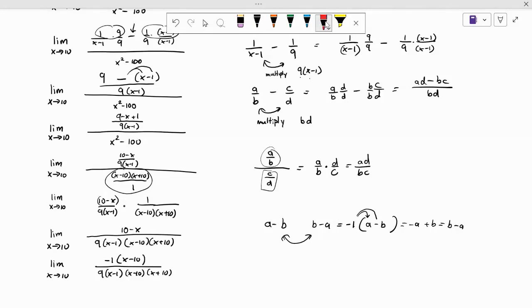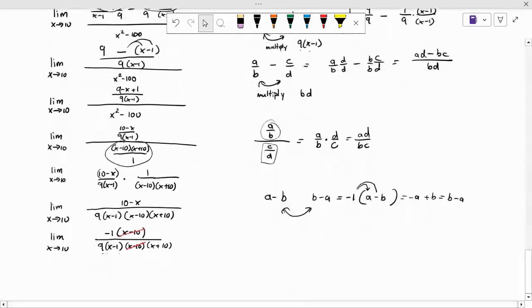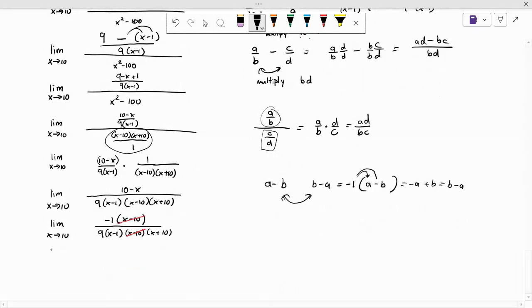Now you see that you could have an x minus 10 as a factor on top and bottom, so that means they're exactly the same. And then finally, you can take the limit. On top, we just have negative 1 left. On bottom, x goes to 10.